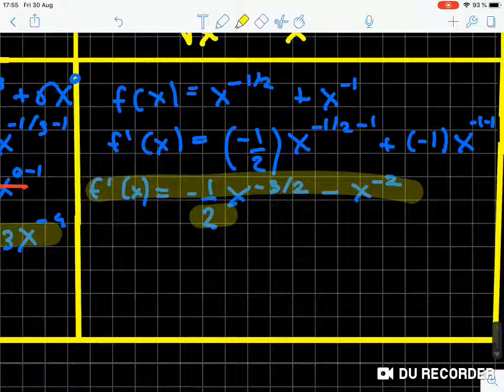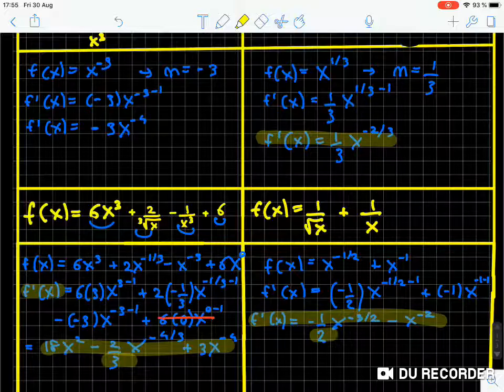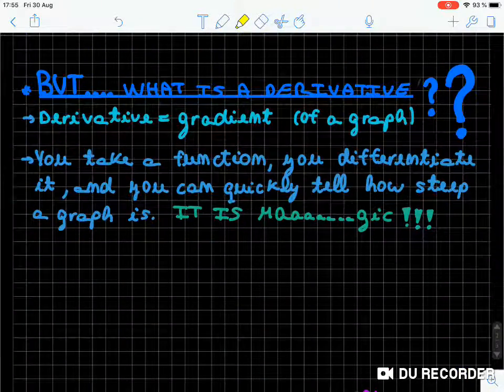Okay, so that's great, we've solved these problems, but you might be wondering, what is a derivative? What am I actually doing? So a derivative is actually the gradient of a graph. You can take a function, you differentiate it, and you can quickly tell how steep a graph is.